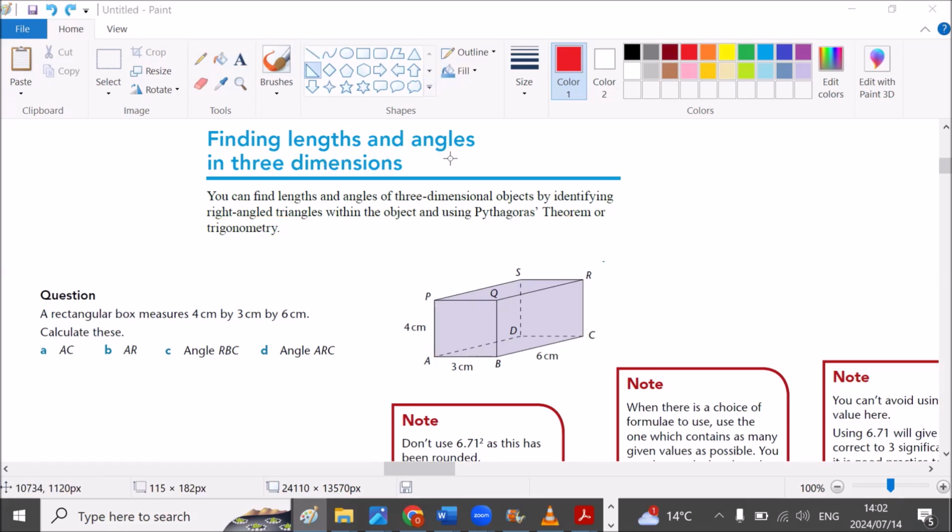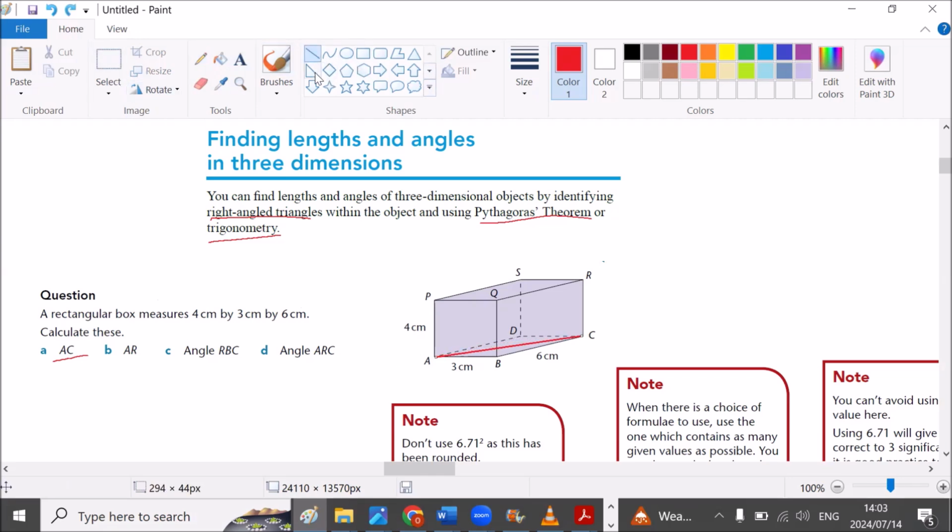Finding lengths and angles in 3 dimensions. You can find lengths and angles of 3-dimensional objects by identifying a right-angled triangle within the object and using Pythagoras theorem or trigonometry. Let's look at this question. A rectangular box measures 4 centimeters by 3 centimeters by 6 centimeters. Calculate these. AC. So AC is this diagonal there on the base rectangle.